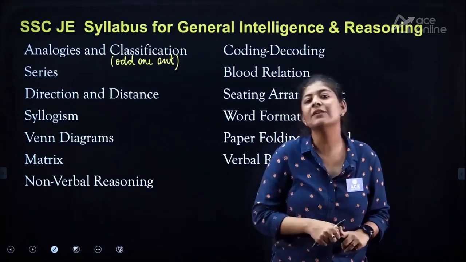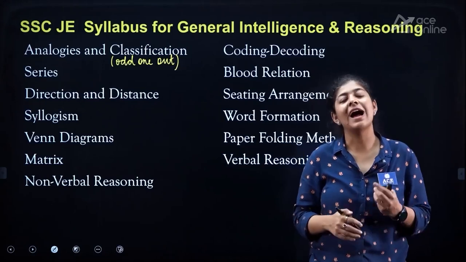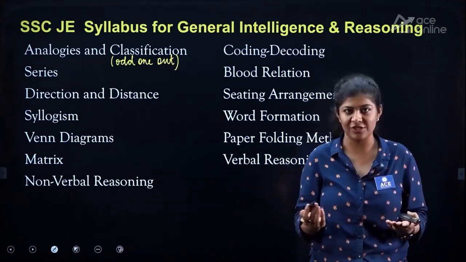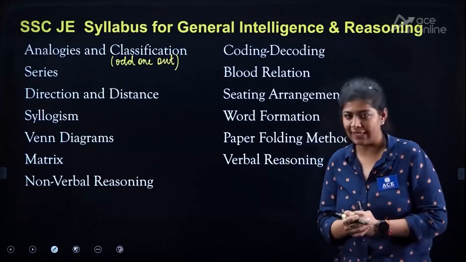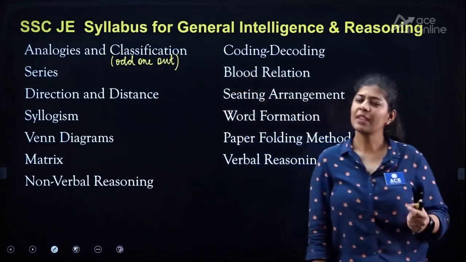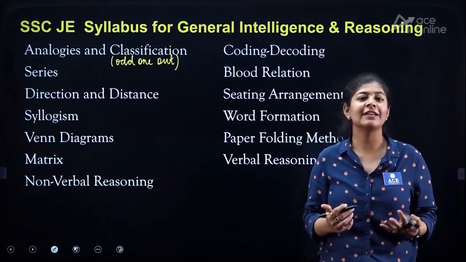The next topic that we are having over here is blood relation, in which we need to identify our relations with respect to our generations and the connections that we are having with our family, right? The next one is direction and distance. We know that we are having 4 main directions and 4 cardinal directions.